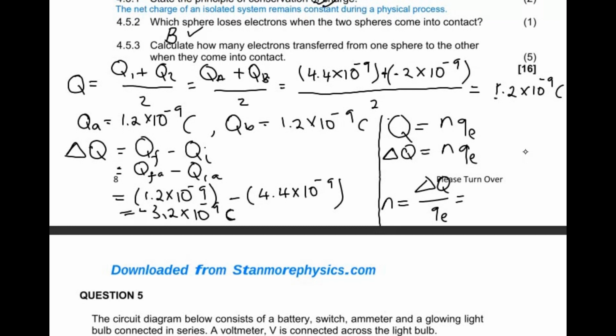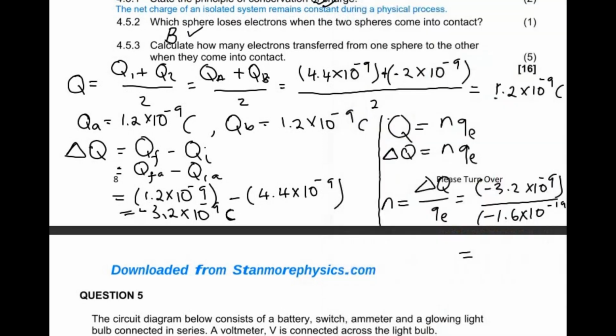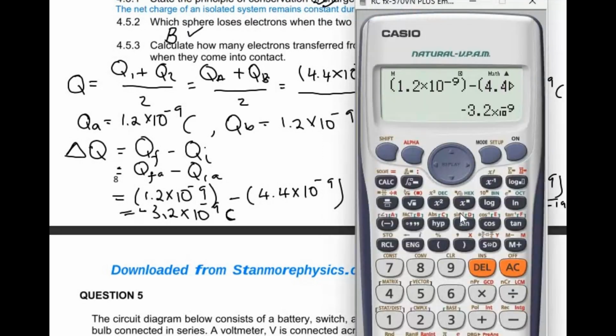So what is the change in Q? It is minus 3.2 multiplied by 10 raised to the power of minus 9, all of it divided by minus 1.6, that is the charge on a single electron, minus 1.6 multiplied by 10 raised to the power of minus 19. A negative divided by a negative is going to be a positive. So whatever value we get is going to be a positive value. So we will say, how much was that?